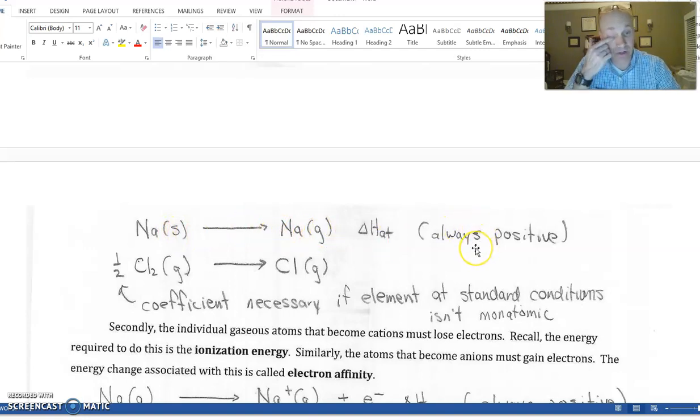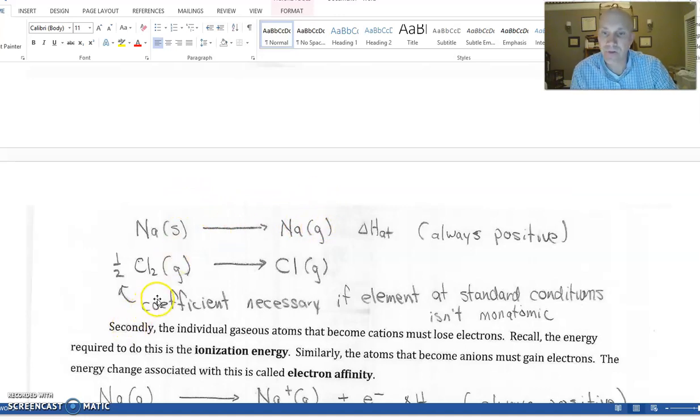That's going to involve energy being put into the system, and that's going to make the delta H positive. One case where I could make the argument that it would not be positive, it would actually be zero, would be things like noble gases, something like helium. The reason for that is you're talking about the energy change involved in turning something into individual atoms in their gas state. Well, helium under standard conditions already exists as individual atoms in its gas state. So there would be no energy required because it's already in that state.